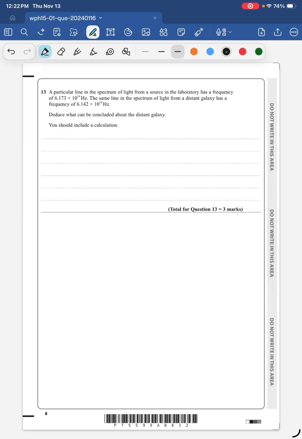A particular line in the spectrum of light from a source in the laboratory has a frequency of 6.173 times 10 to the 14 hertz. The same line in the spectrum of light from a distant galaxy has a frequency of 6.142 times 10 to the 14 hertz. Deduce what can be concluded about the distant galaxy. You should include a calculation.